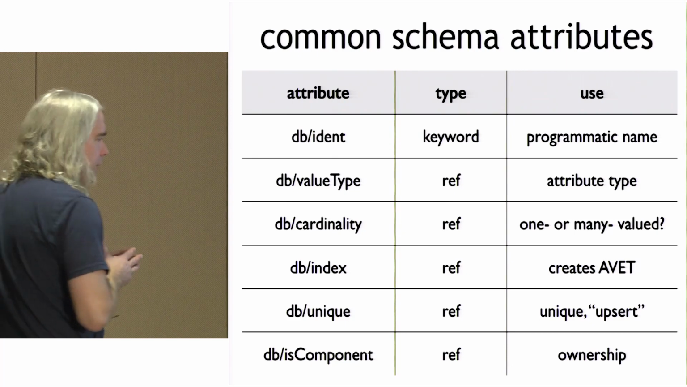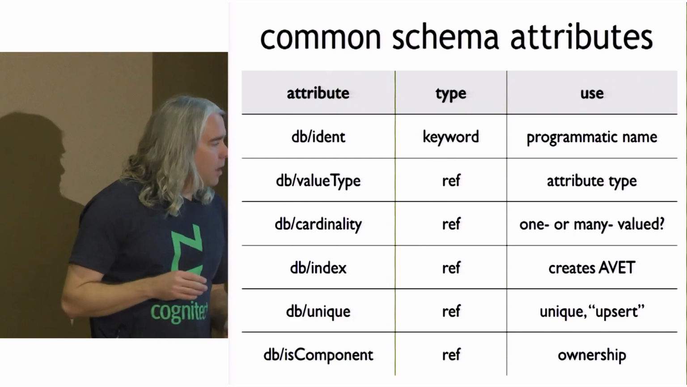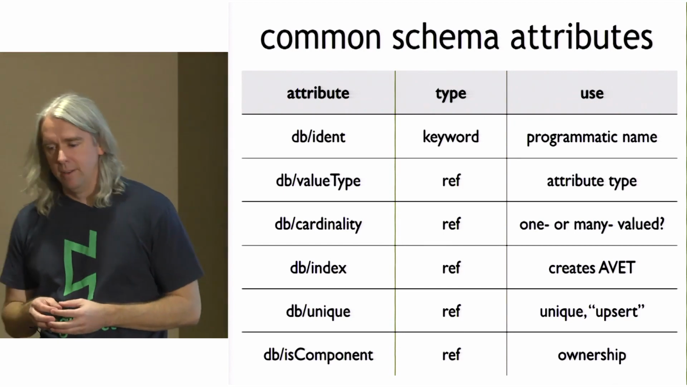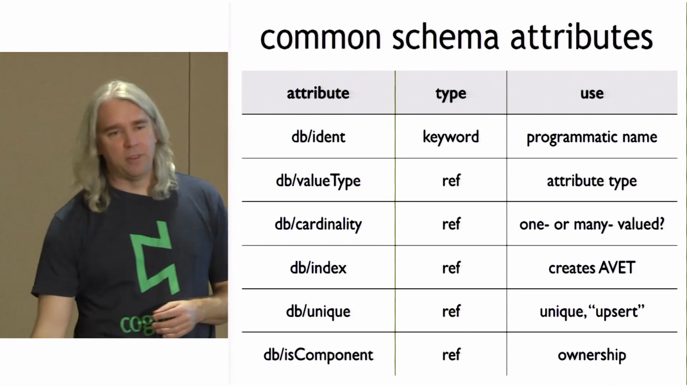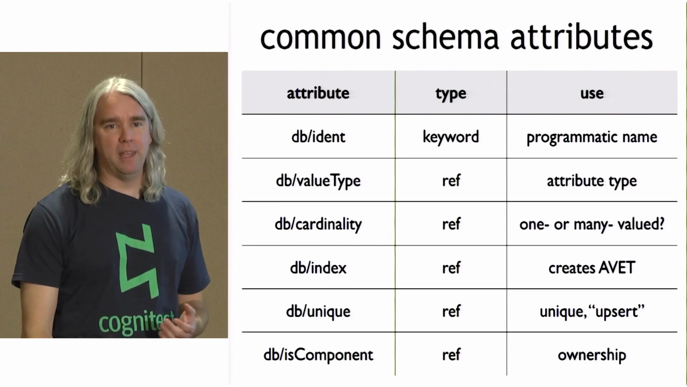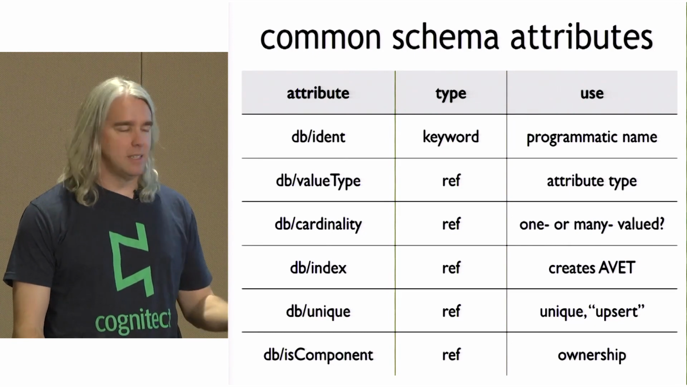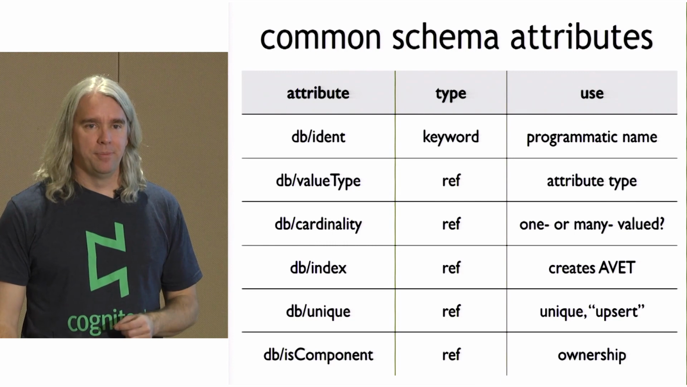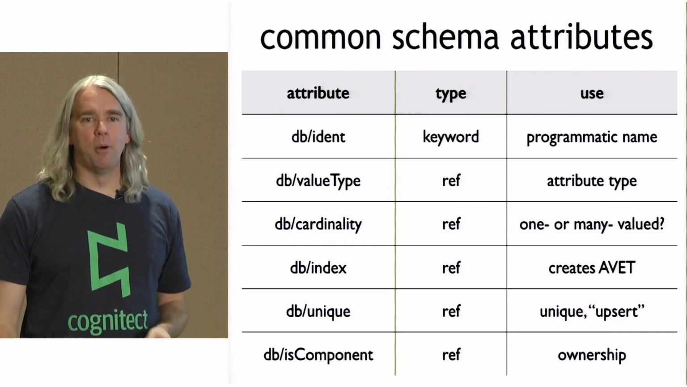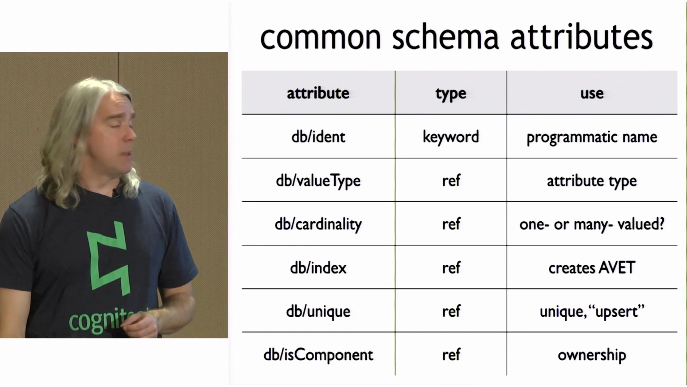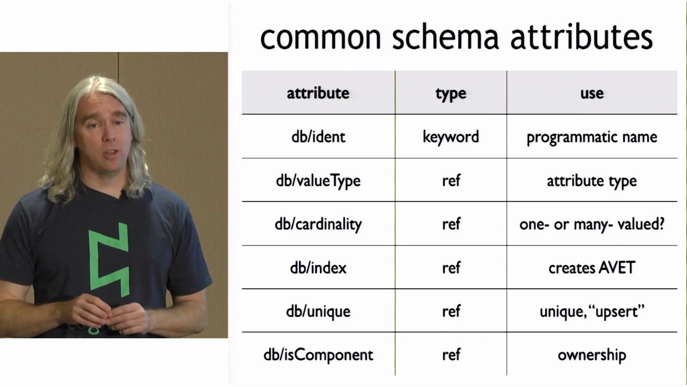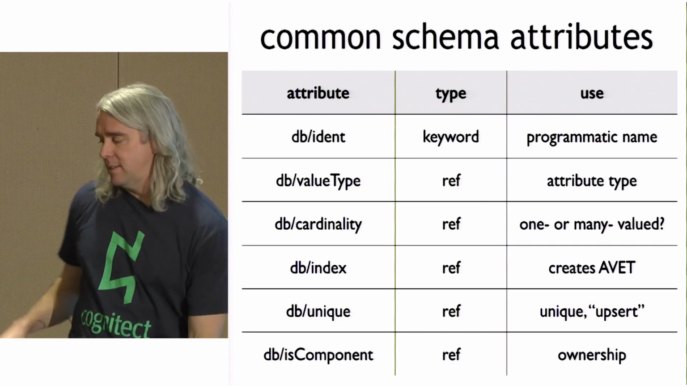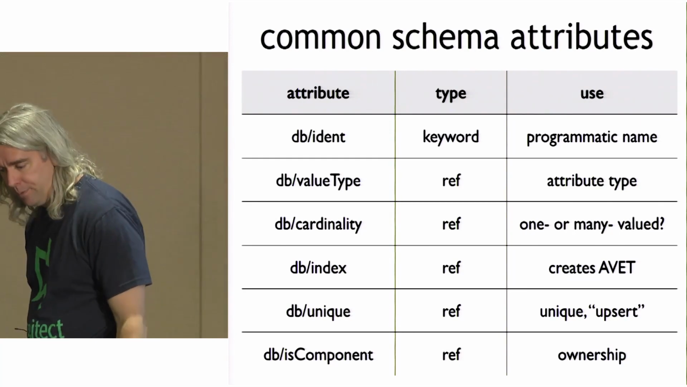So components: my spouse is not a component of me, right? My spouse has an independent existence separate from me in the world and in the system. However, an order's line items might likely be a component. The line items would not have any independent existence outside the order. If I were retracting the order, I would want to retract the line items as well. So that's an example of something that you might say is a component.